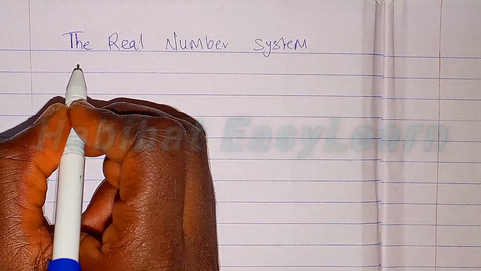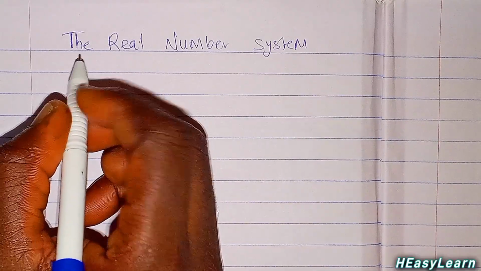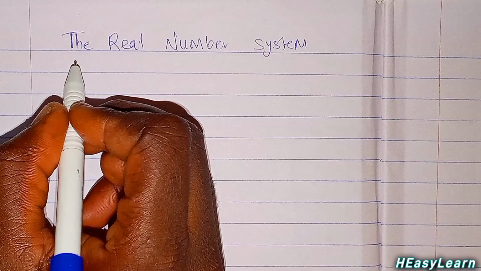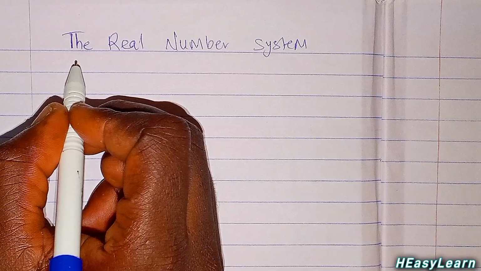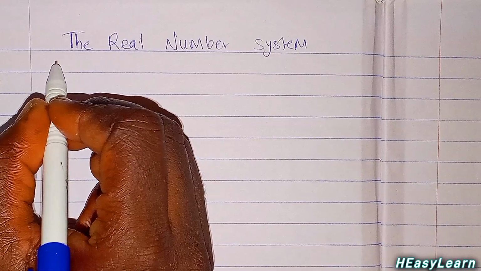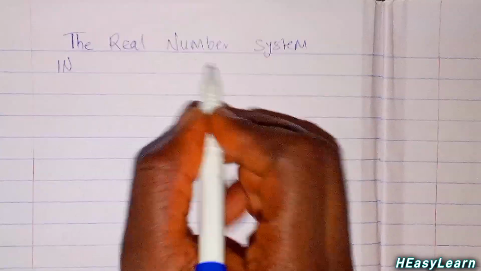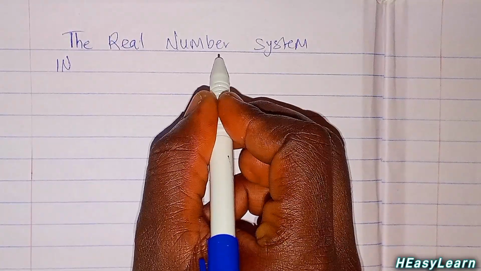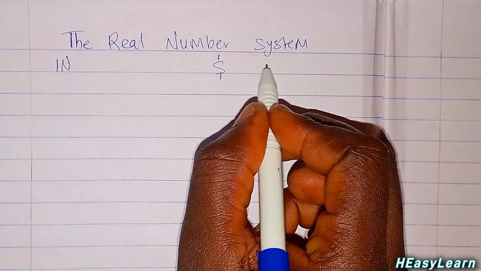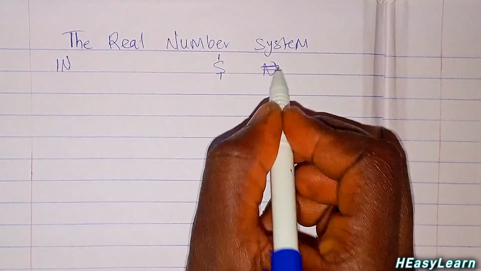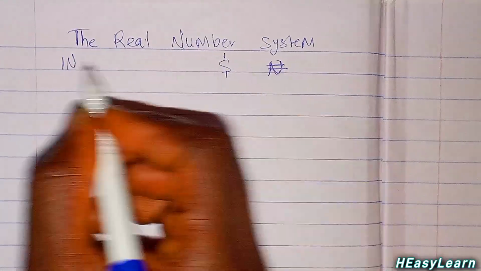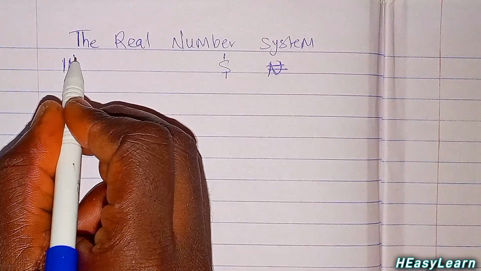In this video, I'm going to discuss the number system. The number system in mathematics is how we represent numbers. When you have the symbol N, it means natural numbers. In the same way, this symbol means dollar in finance, and this other symbol is the symbol of naira. So this symbol means natural numbers.